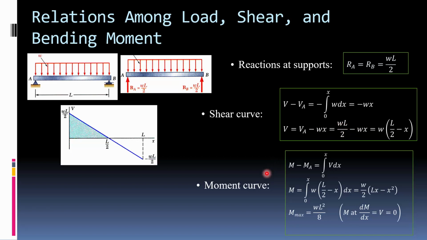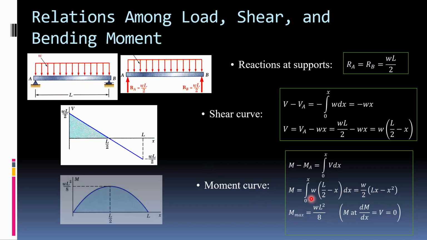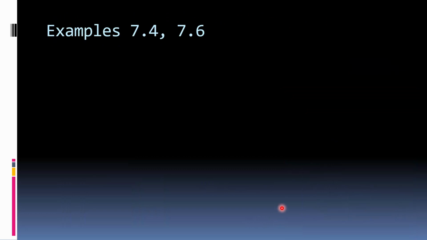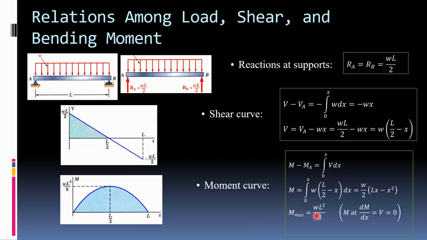So let's look at the moment curve. Same deal: you integrate the shear to get the moment. We know what the shear is, we just figured it out. You can integrate across here. What is the moment at 0? It's 0, so it starts at 0. Therefore, you have the moment curve that looks like that. The max of that moment curve is, again, where the shear is equal to 0. So we know the max is going to be right here, and you can plug it into your equation and you end up with the max being wL squared over 8.